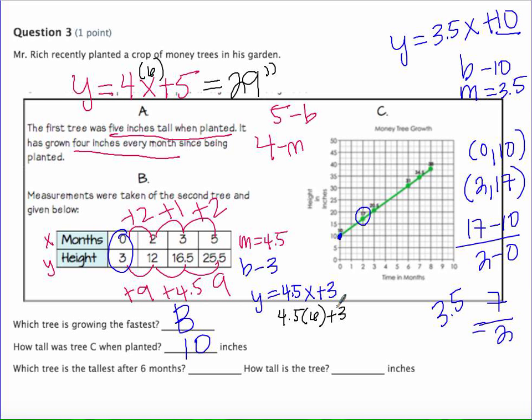4.5 times 6 is 27, and 27 plus 3 is going to be 30 inches. And then we've got tree C, which is 3.5 times 6 plus 10. So 3.5 times 6 is 21, plus 10 will give us a height of 31 inches. So out of all three of them after 6 months, tree C is the highest, and it is 31 inches. Now if you were to guess, it would be kind of scary because it's 29, 30, and 31. They're all very close. It's better to be able to be mathematically accurate.